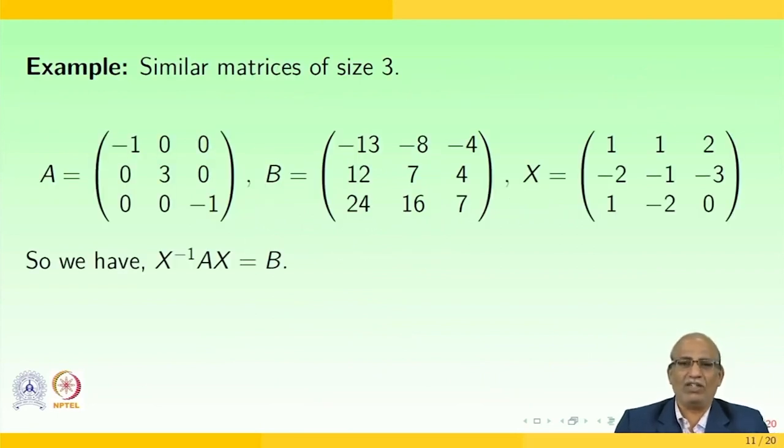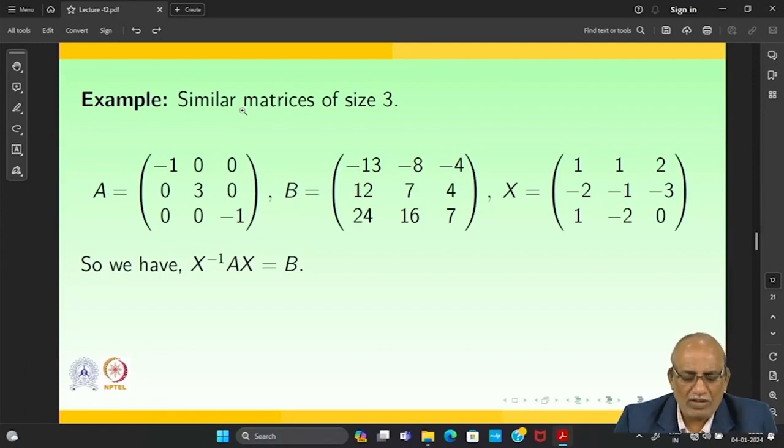Look at a very simple example, the one which we spoke of till now. Let us consider a matrix A: minus 1, 0, 1, minus 1, 0, 1, 0, 3, 0, 0, 0, minus 1. This is the matrix A. And matrix B: minus 13, minus 8, minus 4, 12, 7, 4, 24, 16, 7. And X: 1, 1, 2, minus 2, minus 1, minus 3, 1, minus 2, 0. So, we have the system X inverse AX is equal to B.